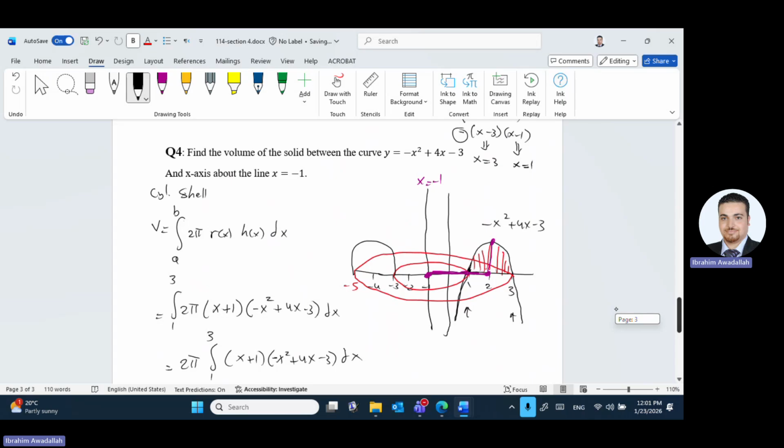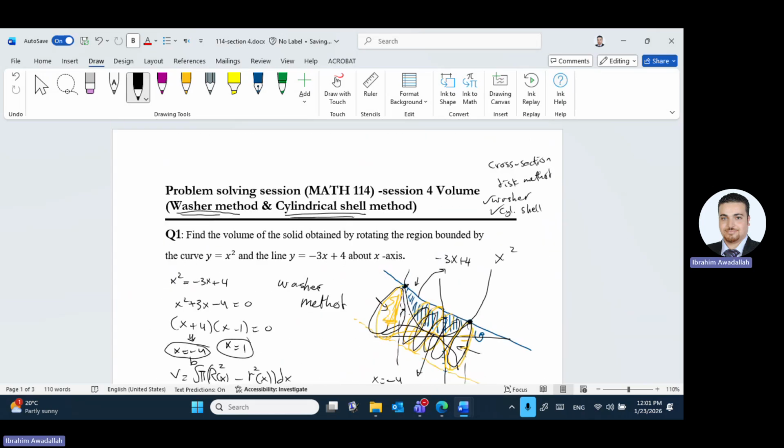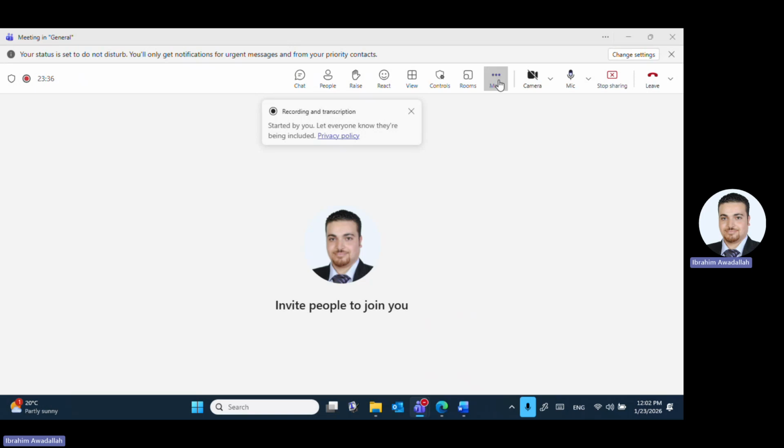I hope that you understand the main concept of how to find volume. In the last session, we talked about the cross-section disk method. In this one, we talked about the washer method and the cylindrical shell method. See you next video.